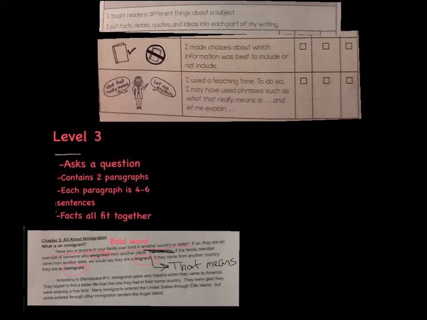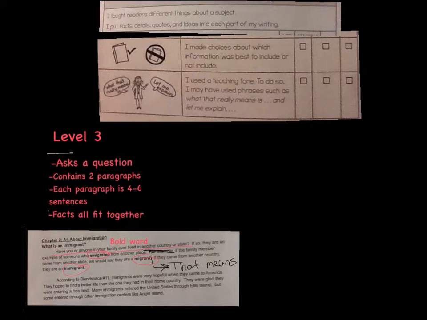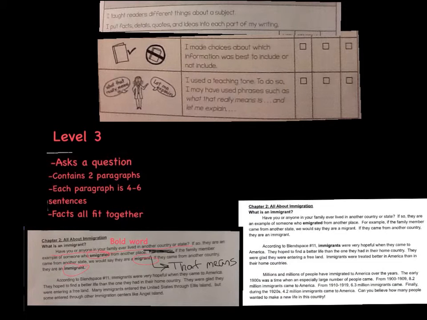Remember that your level 3 work should ask a question or give an interesting fact or tell a short story to introduce your section, should contain 2 paragraphs that are each 4 to 6 sentences, and all facts should fit together. And if you're someone who's working for level 4, you need to include all things that we talked about for level 3, as well as making sure that you have 3 or more paragraphs in your section.